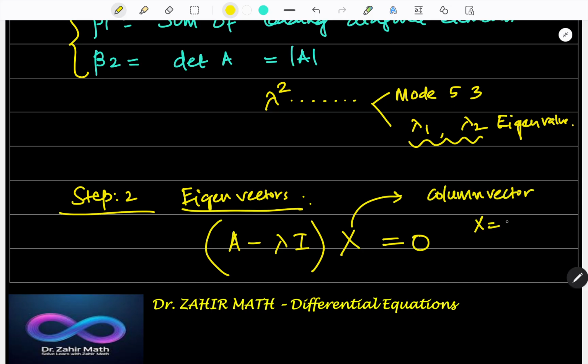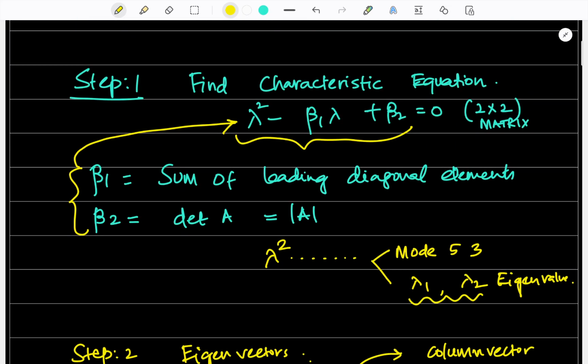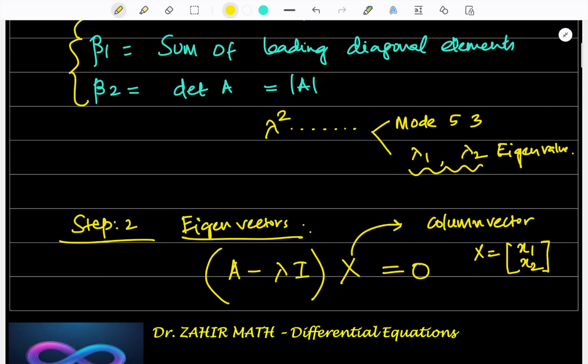Capital X, if it is a 2 by 2 matrix, I'm going to call it small x1 and x2, right? So when the situation comes, I'll tell you how to find eigenvectors. Keep it as a formula. How many eigenvectors will come, teacher? For each lambda, you are going to get an eigenvector. For a 2 by 2 matrix, 2 lambda values will come. So for each lambda you get 1 eigenvector, which means for a 2 by 2 matrix, you will get 2 eigenvectors.